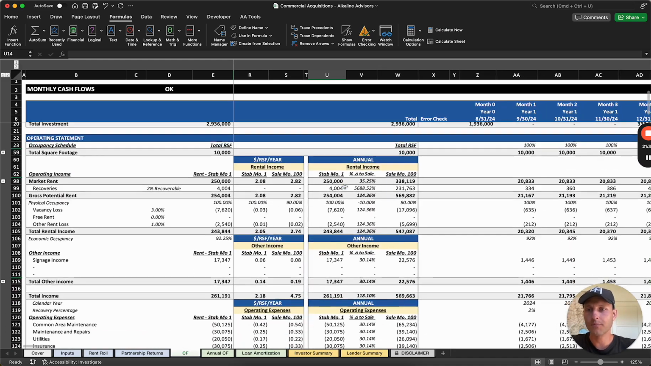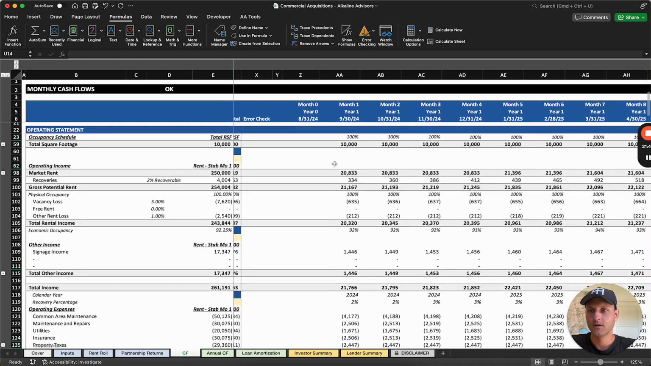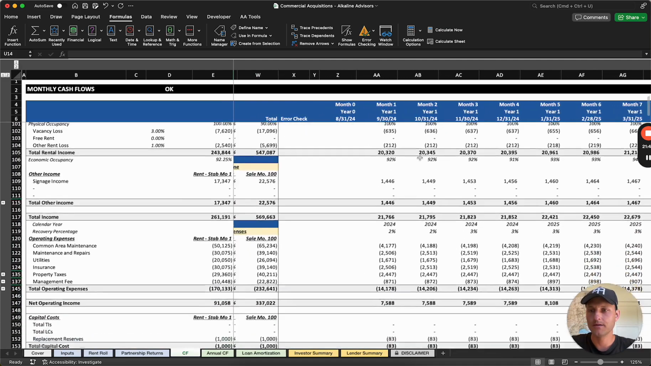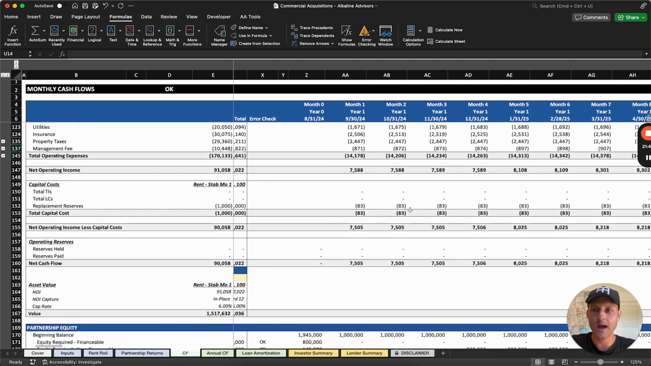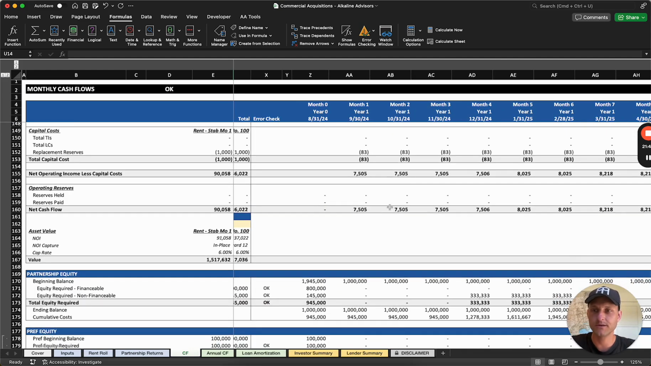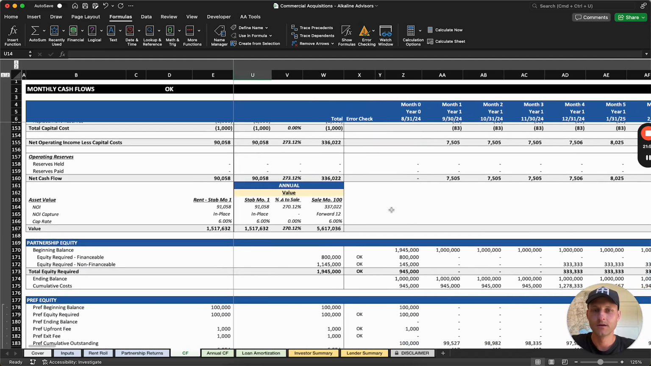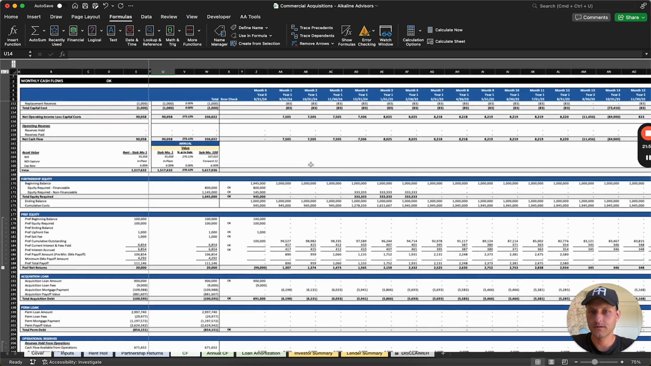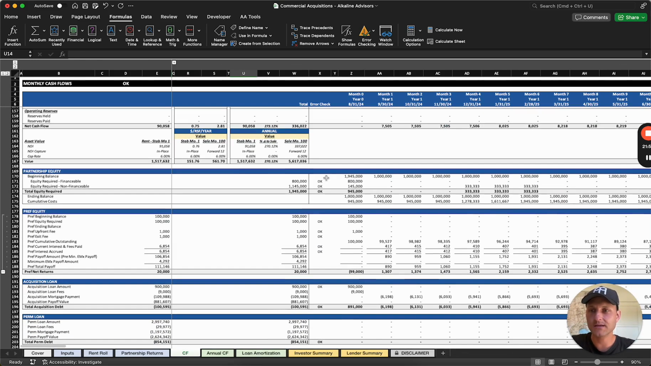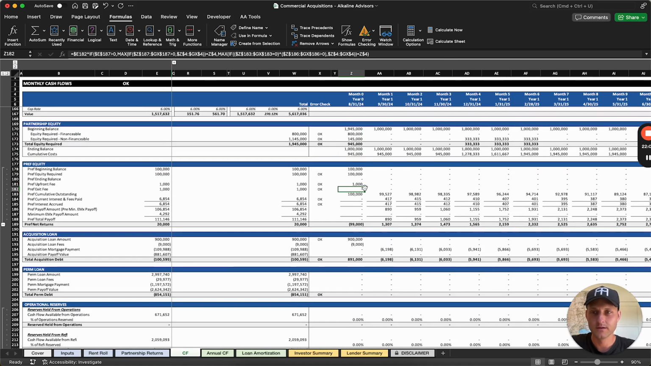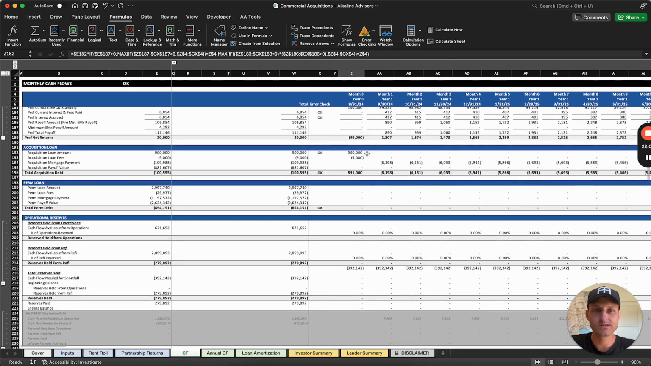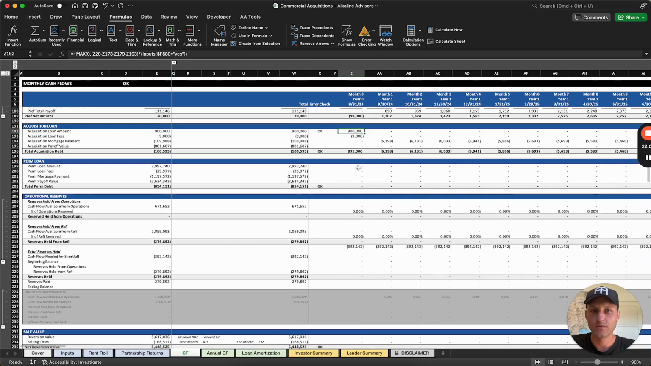We have the operating statement section where we have the revenues on top, and then the operating expenses, and then the NOI, and then the capital costs, and then we have a little reserve section, and then we have the net cash flow. Let me zoom out a little bit. There we go. Then we have the capital stack section. So we have partnership equity over here, GP and LP, which we'll get into. We'll break this out even further. Then we have pref equity. Then we have the acquisition loan. Then we have the perm loan.